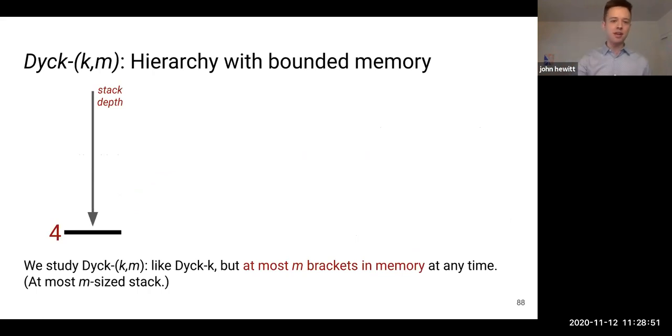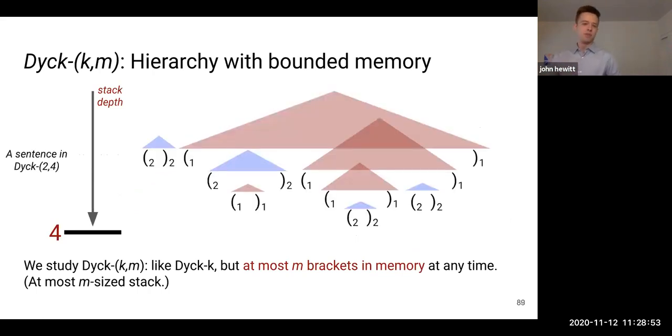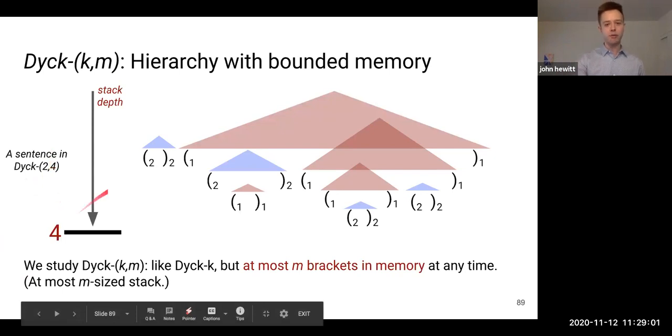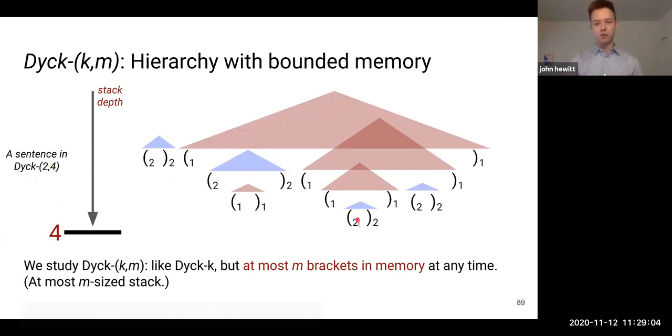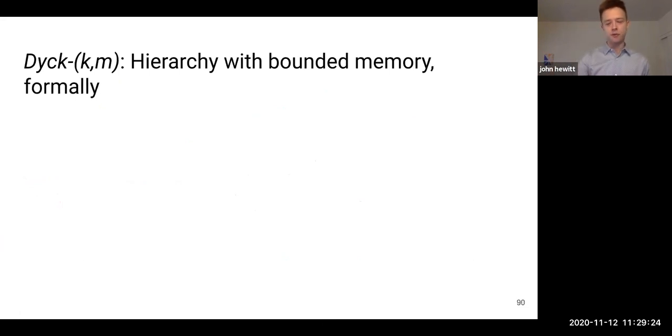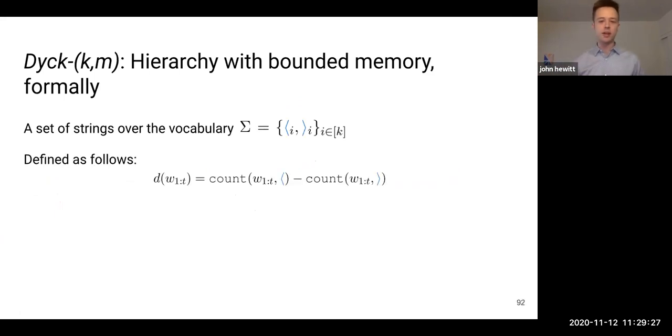And that's all we do. So we take Dyck-K and we say, now you can never have more than 4 open brackets that are waiting for their closed bracket. And so here, this is a sentence in Dyck-2,4, because at this point, with bracket type 2, you have 4 things on the stack, but you never have more than 4. So it has all of the stack-like pushing and popping of Dyck-K, you might imagine, but it is a finite memory language.